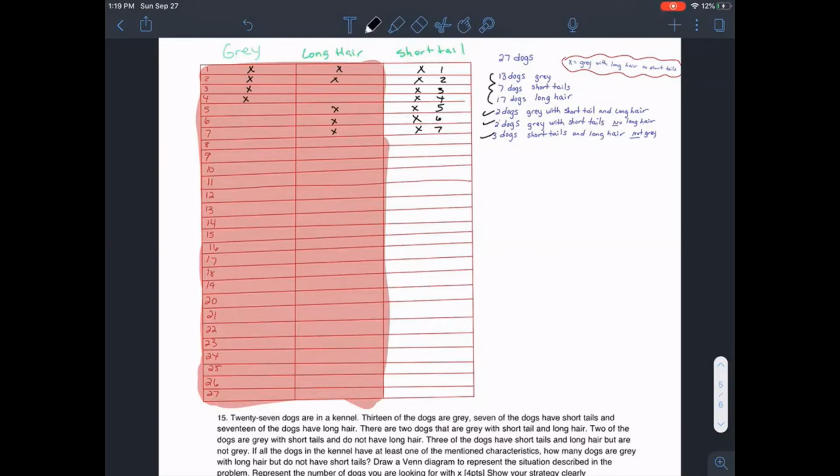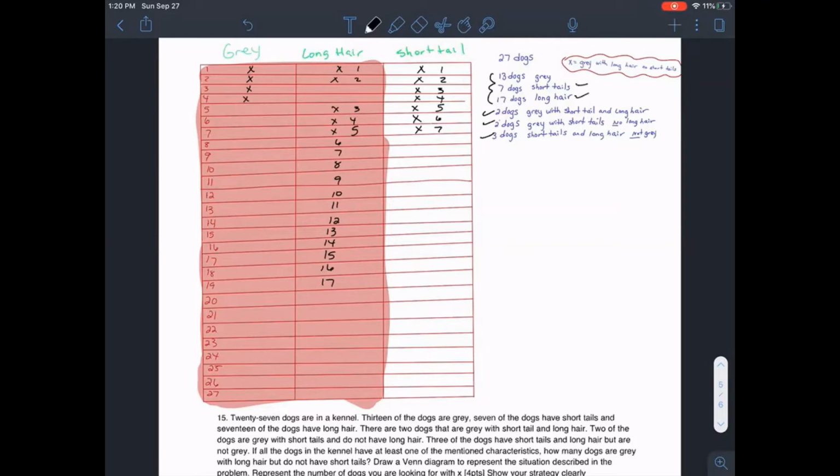So then with long hair, we have 1, 2, 3, 4, 5. So we have 5 and we need a total of 17. So let's see, we do 6, 7, 8, 9, 10, 11, 12, 13, 14, 15, 16, and 17. So we have a total of 17 dogs with long hair now.